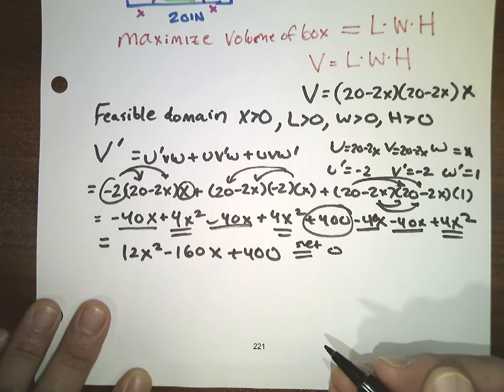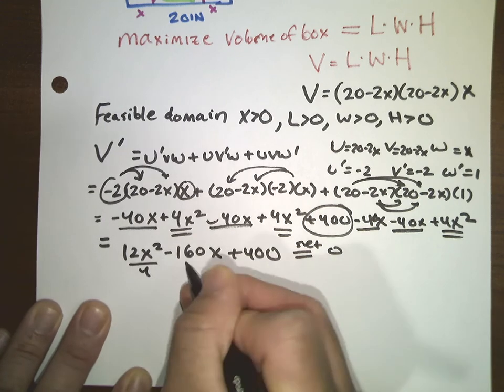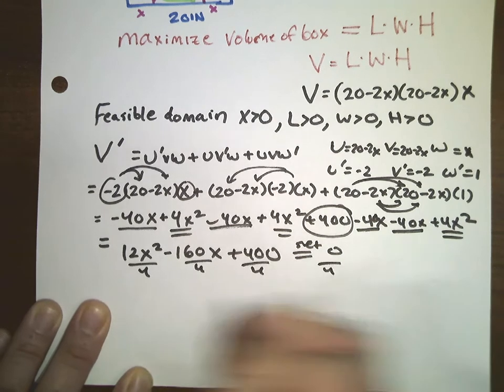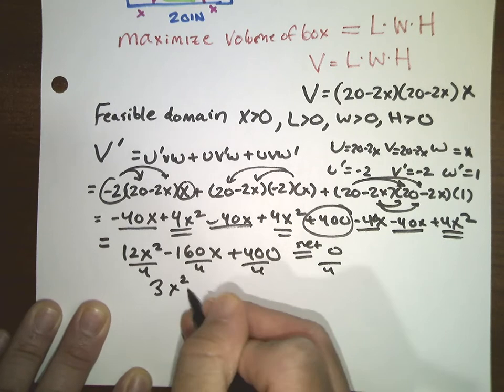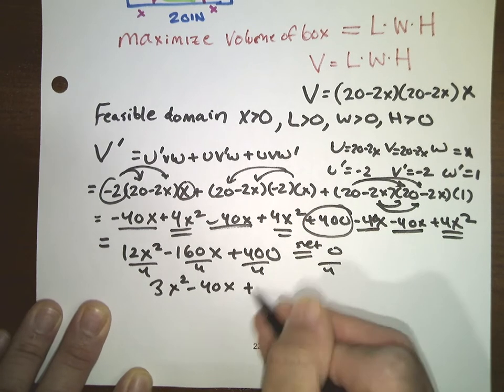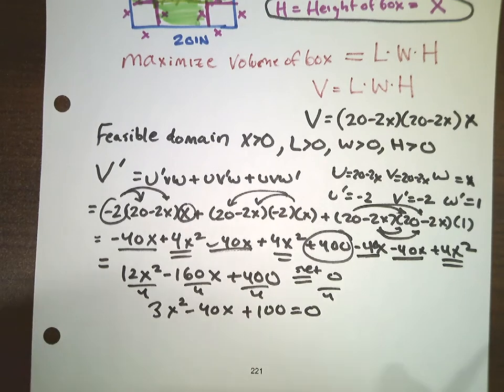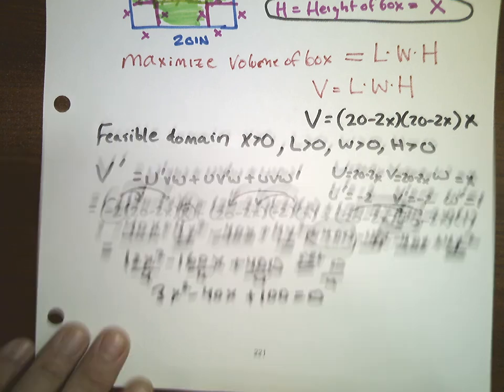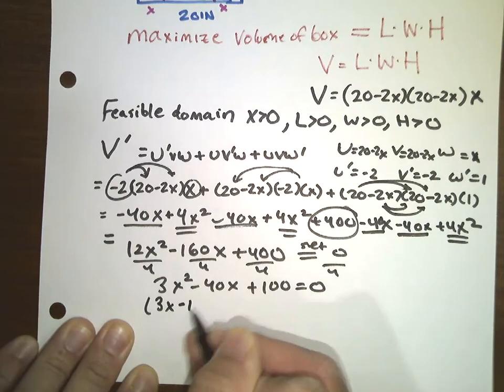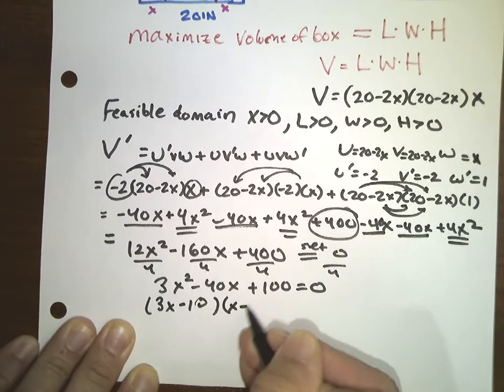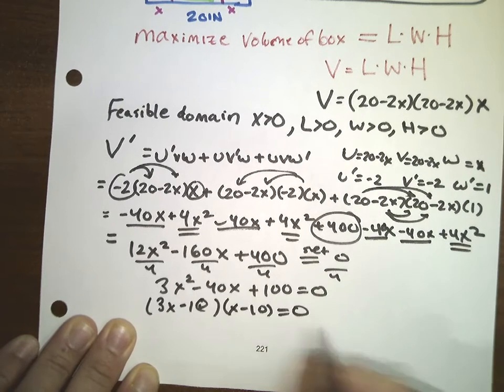So then if I go ahead and divide this all by 4, 4, 4, 4, I get 3x squared minus 40x plus 100 equals 0. And then I only did that to make it easier maybe for me to factor this. So if I factor this, I get 3x minus 10 times x minus 10 equals 0.